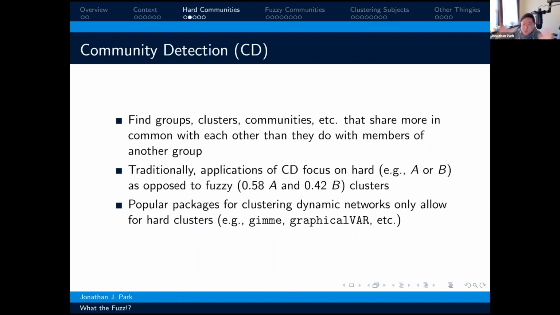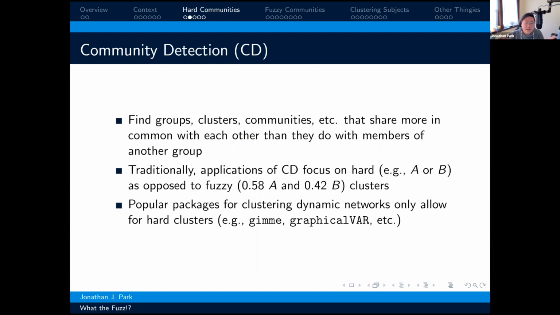So this is a super informal definition. I'm sure there's a much better one, but I'm going to go with this one, is that community detection is us seeking a way to find groups, clusters, communities, families, whatever you want to call them, that have more things in common with each other than they have with people outside of their group. So I should have more in common with my community than I have with people in some other community.